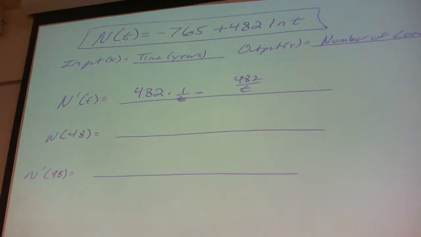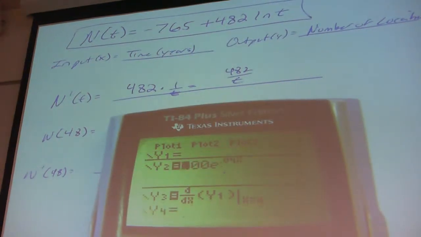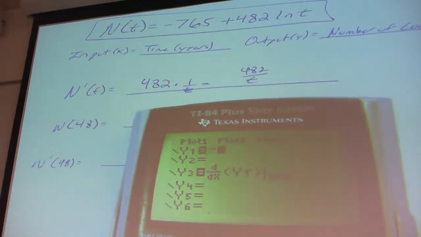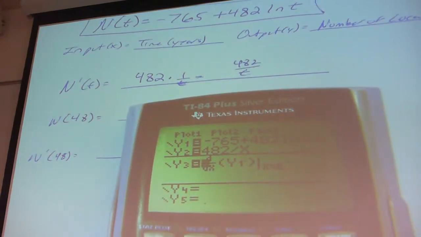Okay? So, in my calculator, I go to y equals. y1 is my original, negative 765 plus 42 ln of x. y2, which is my derivative, is 42 divided by x. And then y3 is the derivative in the calculator. We okay? So easy when we go over it, isn't it?